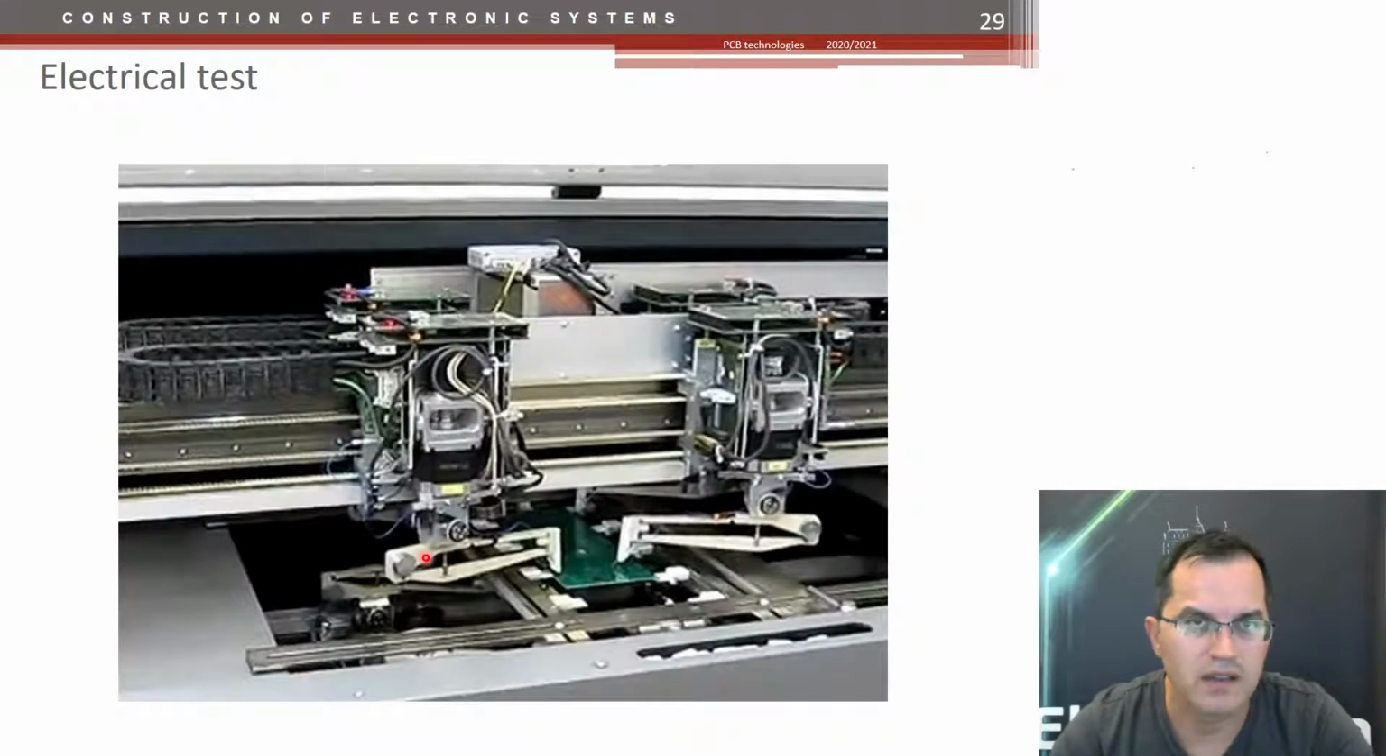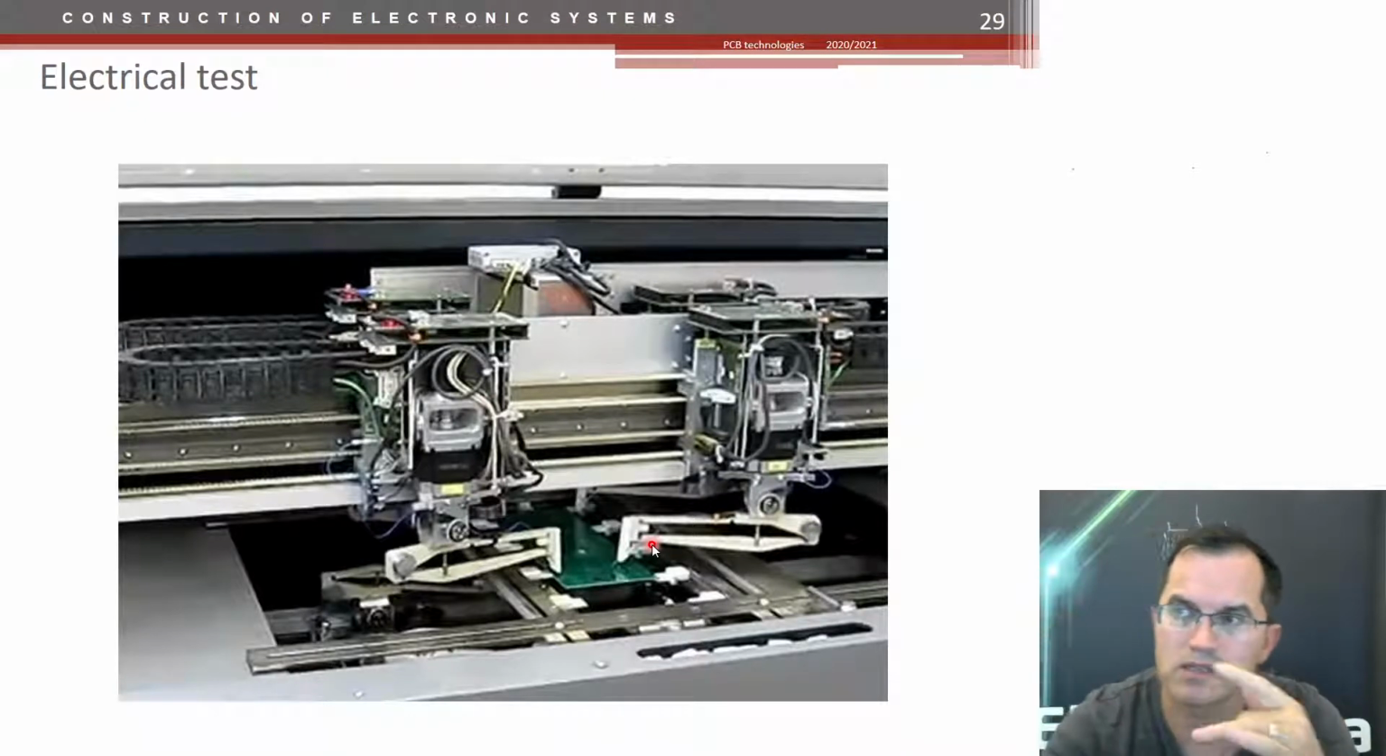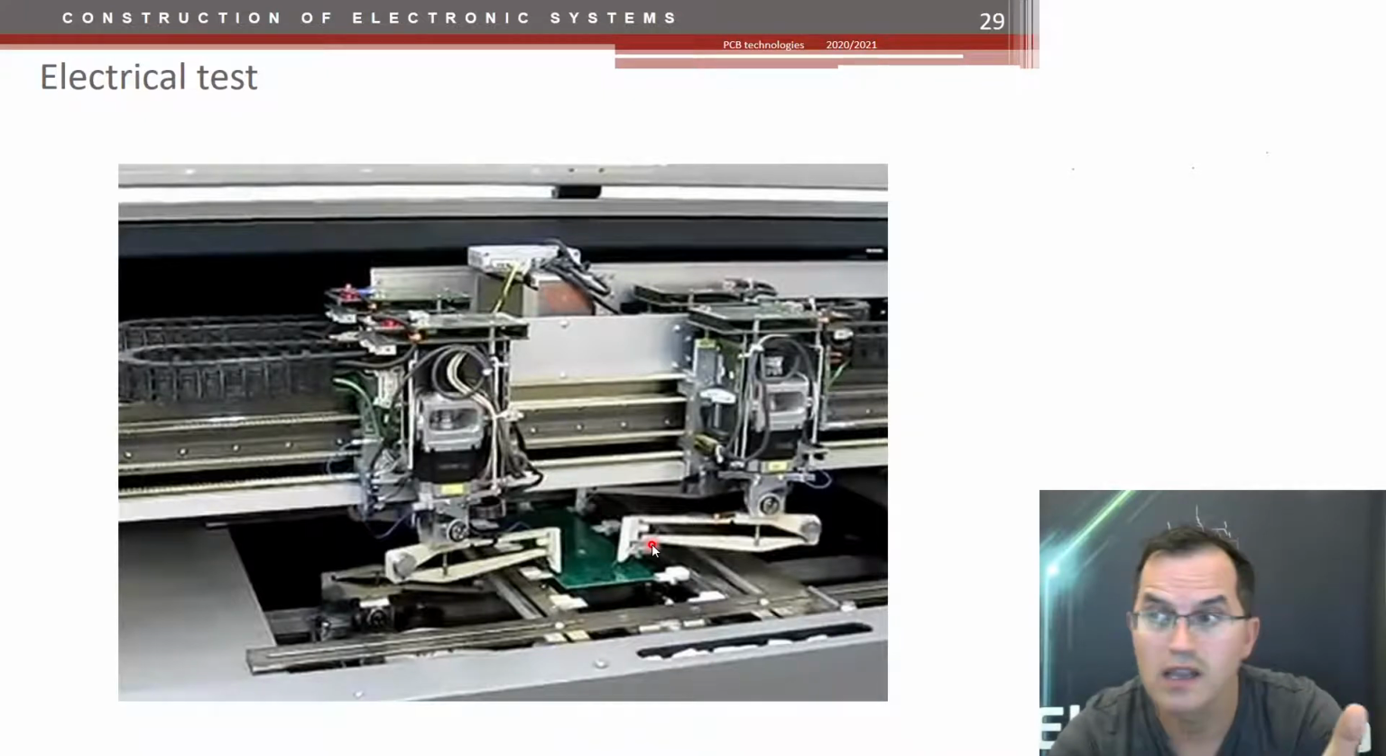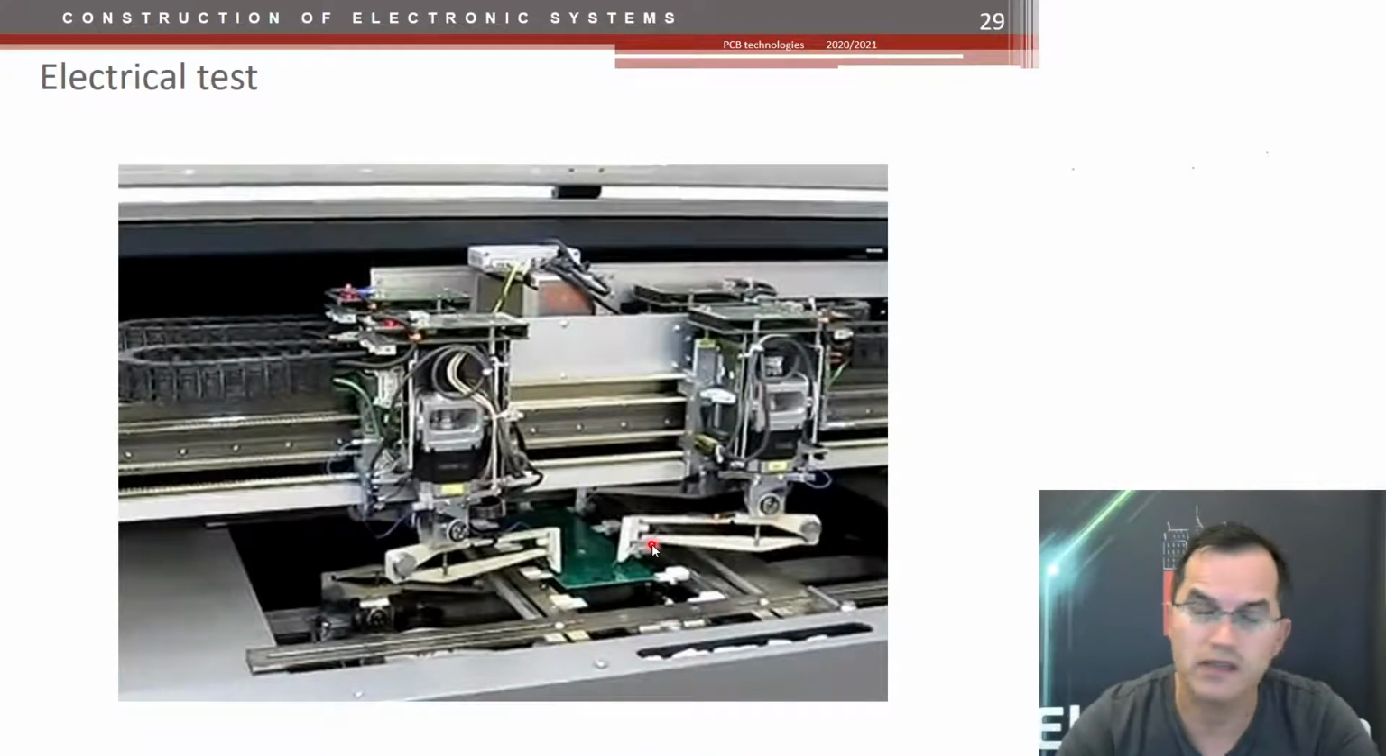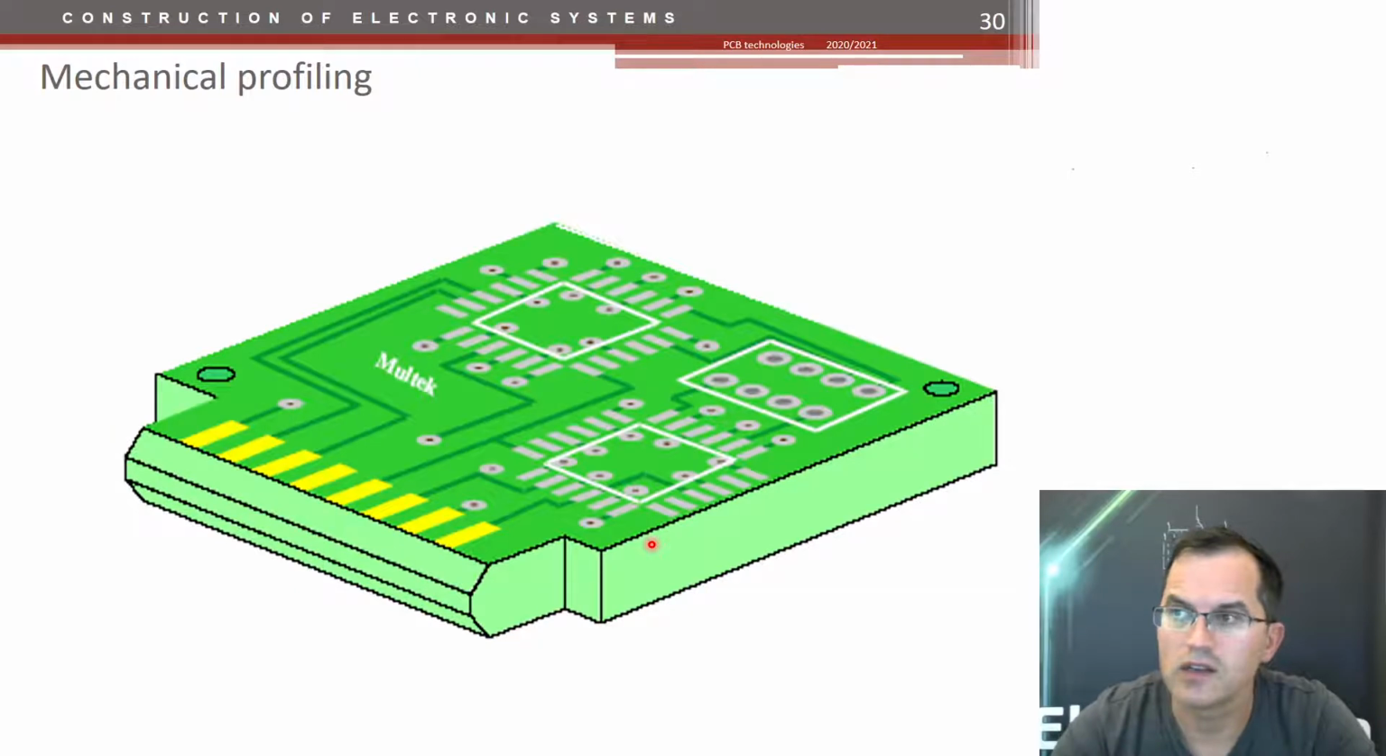We do then the electrical test of the PCBs. This electrical testing is done to check for the conductiveness and for the isolation between different layers and tracks, and this is done automatically. And finally, we cut the PCB into a certain desired shape.